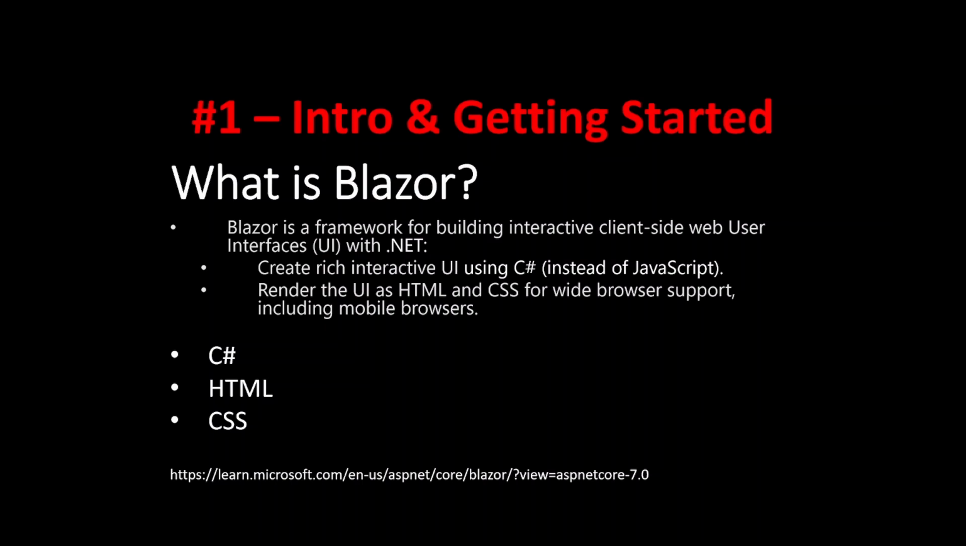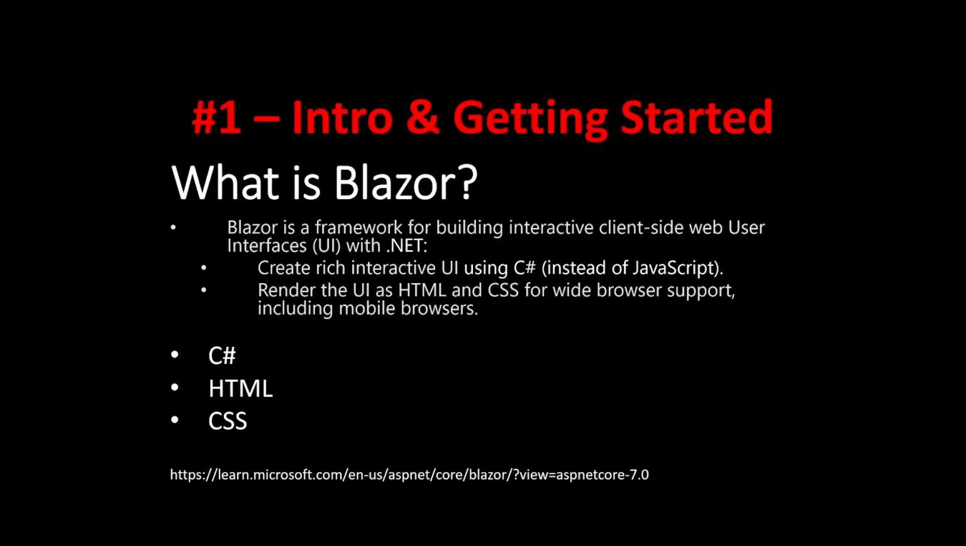Further on, it says, create rich interactive UI using C# instead of JavaScript. Render the UI as HTML and CSS for wide browser support, including mobile browsers. It means that we're going to be using C#, HTML, and CSS. So in summary, I think we can say that Blazor is a method of building web applications using C#, HTML, and CSS.